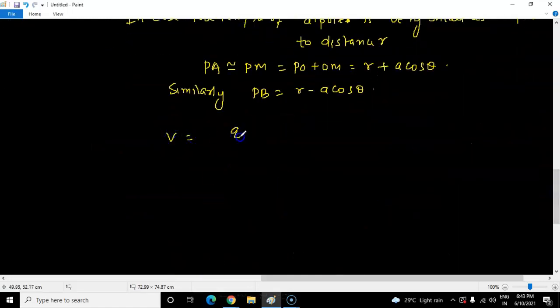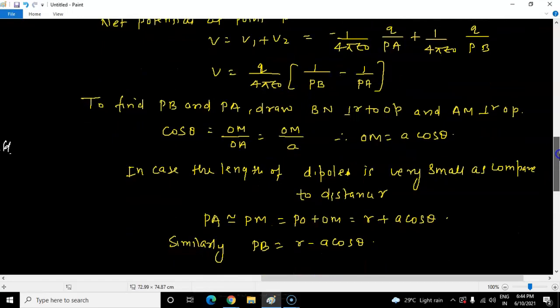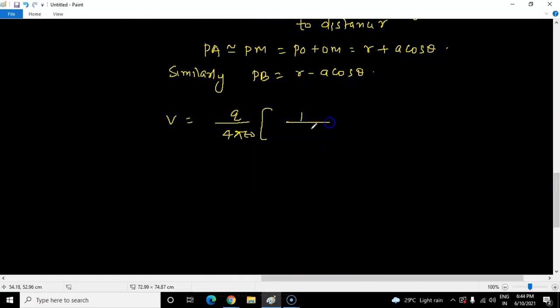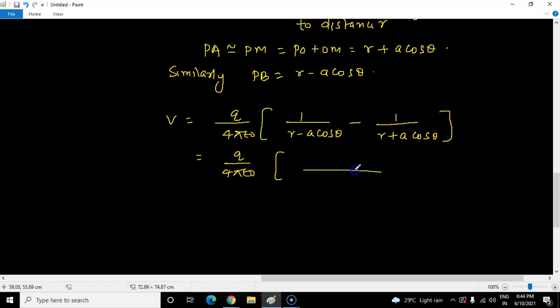So V is equal to Q by 4 pi epsilon naught. We got it here: 1 by PB minus PA was there. So 1 by R minus A cos theta minus 1 upon R plus A cos theta. If you simplify this, I can write Q by 4 pi epsilon naught. This is of the form A minus B and A plus B, so A square minus B square. So we can write here R square minus A square cos square theta. So this becomes R plus A cos theta minus R minus A cos theta, which becomes plus 2A cos theta.